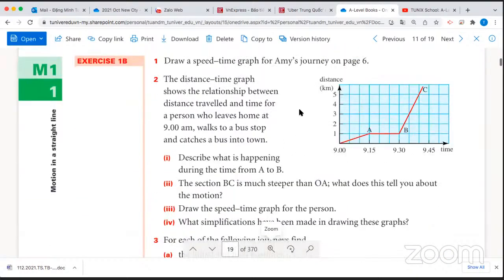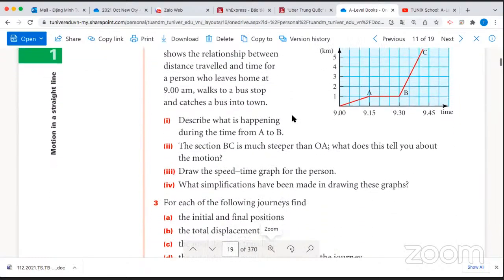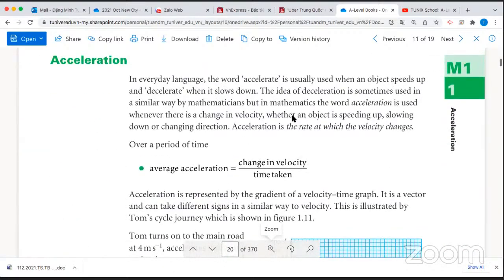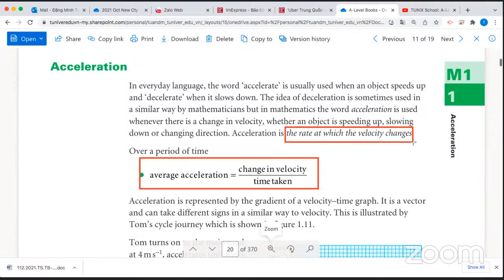So on the graph here, after that, maybe exercise 1B, you can do for me. Here I keep going on with the theory only. Acceleration just means the change in velocity over the time taken. This is the rate of change of velocity, the average acceleration.